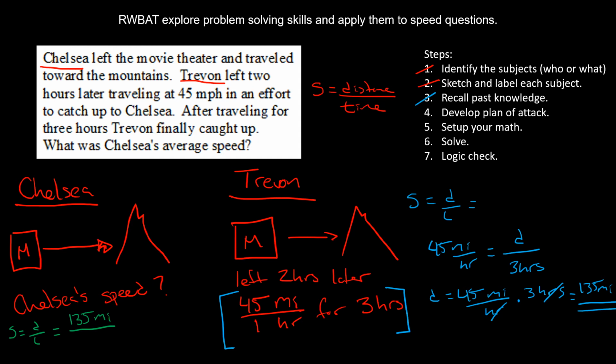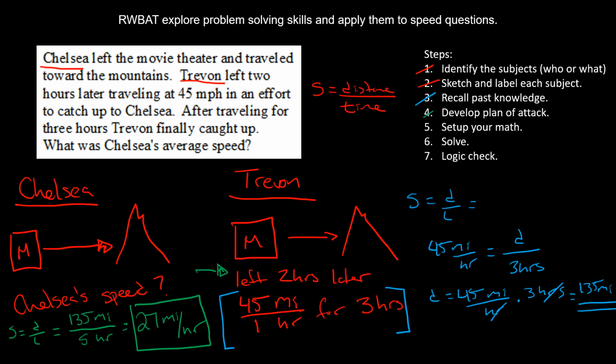Well, Chelsea left, right? 2 hours later, Trevon leaves. So 2 hours pass, and then 3 hours after he left, Trevon catches up to Chelsea. So that's a total of 2 plus 3 is 5 hours. So when we simplify this, 135 divided by 5 is 27 miles per hour. And this would be our answer. This is how many miles per hour Chelsea is traveling.